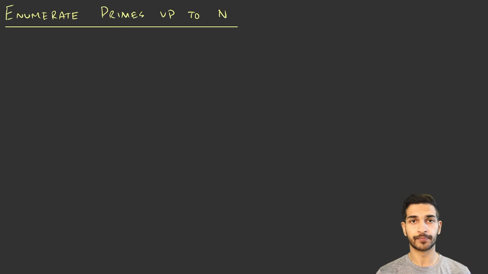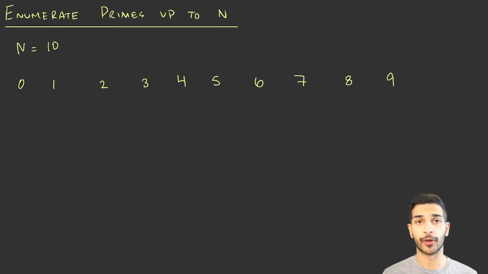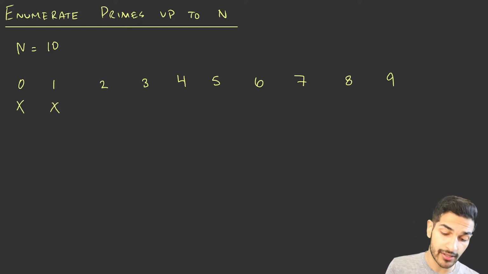Let's begin. Suppose that we are given the input that n equals 10. Then we will check the range of numbers from 0 through 9. Notice that we do not include the upper bound, which is 10. We know that 0 and 1 are not prime numbers.